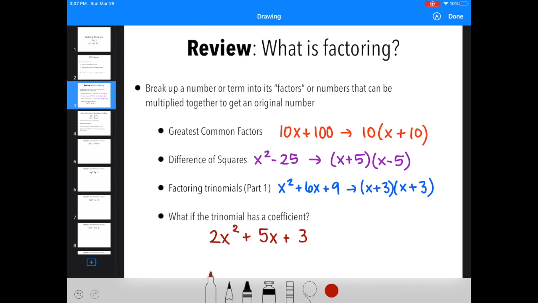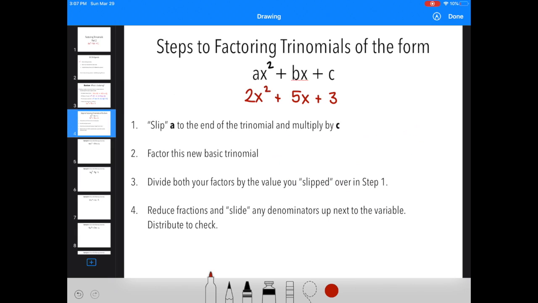So what do we do if we have a trinomial that has a coefficient on the first term? And here are our steps. We're going to go through each step and complete the problem of factoring 2x squared plus 5x plus 3. Our first step is to slide or slip our a value, which would be our 2, to the end of the trinomial and multiply it by c.